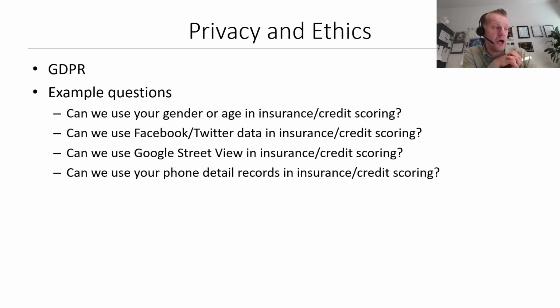A friend of mine, a colleague professor, showed that what you like on Facebook can have impact on your default risk in credit scoring. But can we use Facebook or Twitter data for insurance or credit scoring purposes? It's not very clear. Can we use Google Street View data in insurance or credit scoring? There's been some research, for example, that allows you to profile the economic wealth of certain neighborhoods by looking at cars as they pop up in Google Street View images.